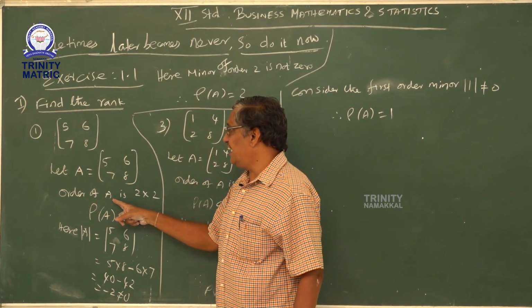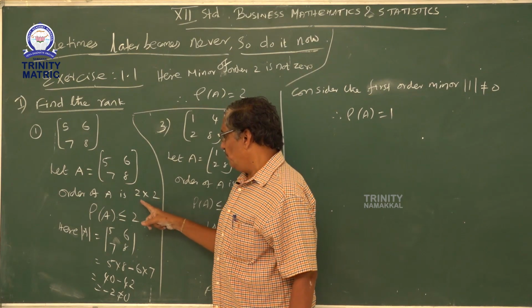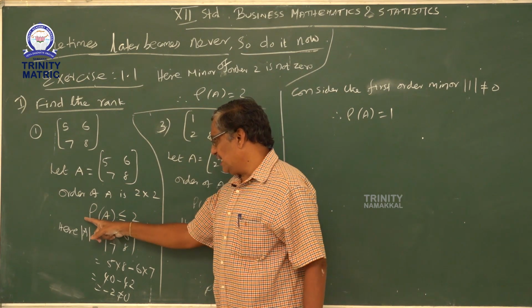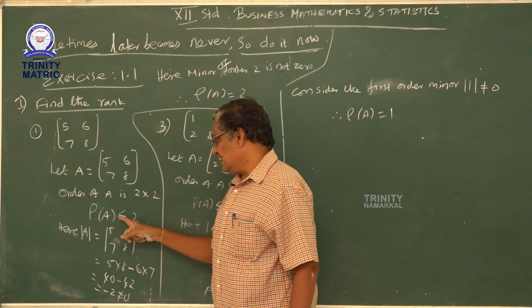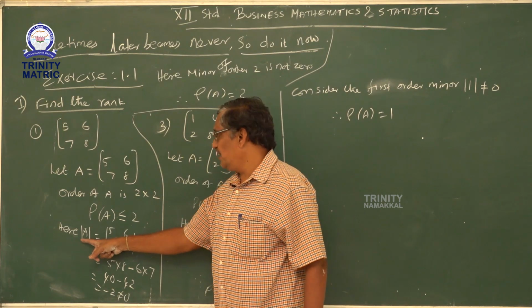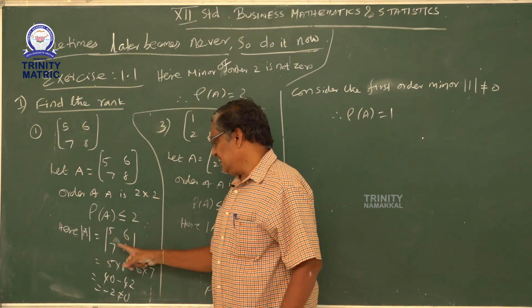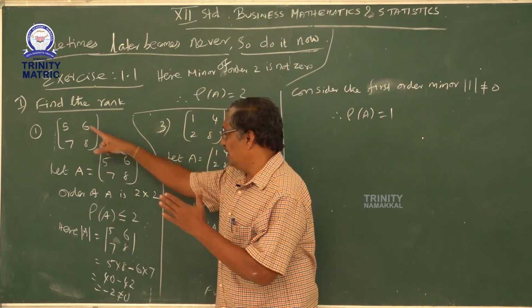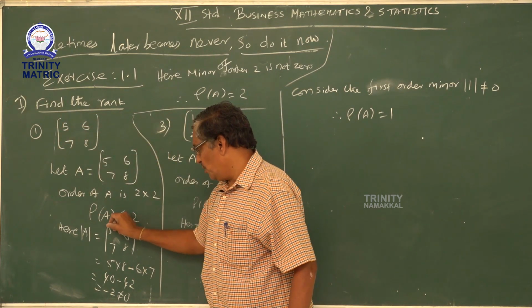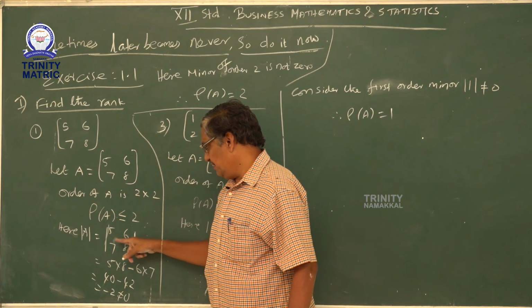What is the order of A here? 2 by 2. What is the minimum value? For 2 by 2, the minimum value is 2. Therefore, the rank of A is less than or equal to 2. We have to find the determinant value. What is the determinant value? For 5, 6, 7, 8, you have to put the symbol: instead of brackets, you put a bar, the modulus, and then find the value like that.